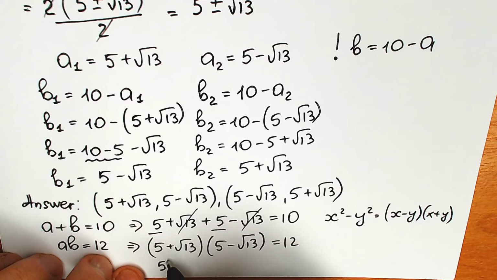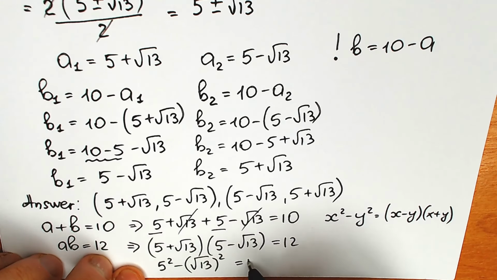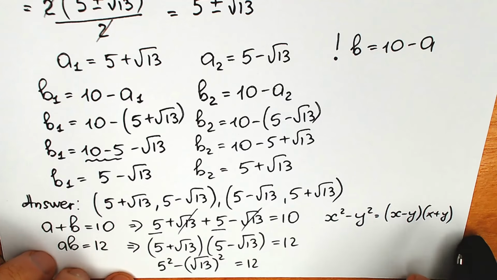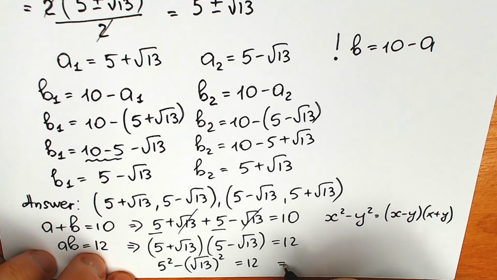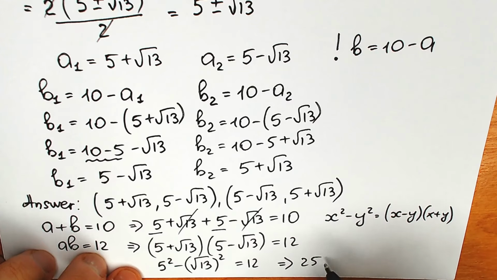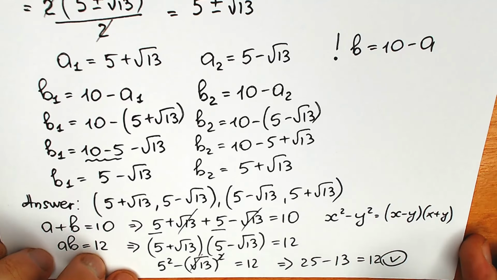So we have 5 squared minus square root of 13 squared equal to 12, and I hope you see that the answer is absolutely correct, because from here 5 squared equals 25 minus 13, since square root of 13 to the second power equals 13, and we have 12. Okay, so this is our answer to this question.